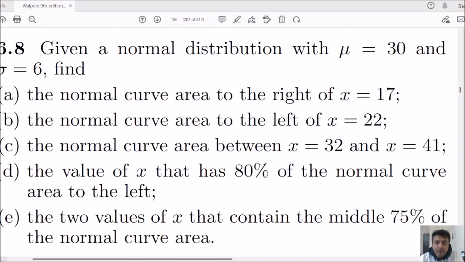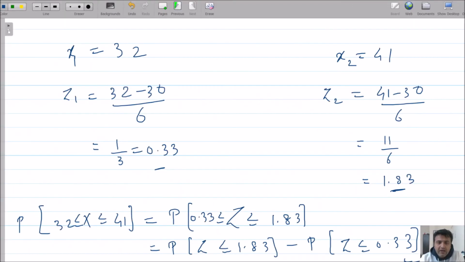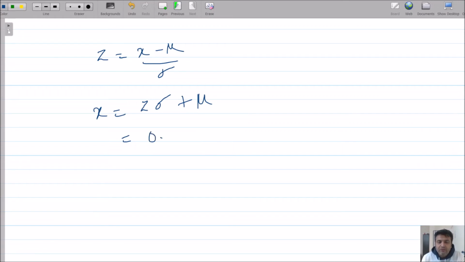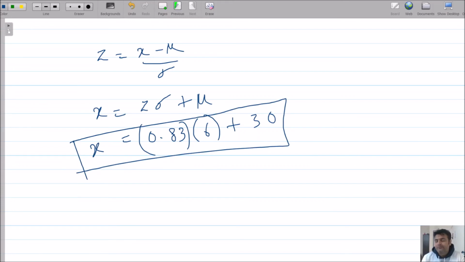What about the fifth part? Two values of x. Wait, in the D part, you have to find the value of x, but what I gave you was the value of z. Once you have the value of z, it's easy to find the value of x. Your z is nothing but x minus mu upon sigma, so x will be z sigma plus mu. We got 0.83 as the value of z, sigma is given to be 6, and mu is given to be 30. Using that, you get the x score. So be careful what is asked in the exam, whether the z score or the x score is asked.